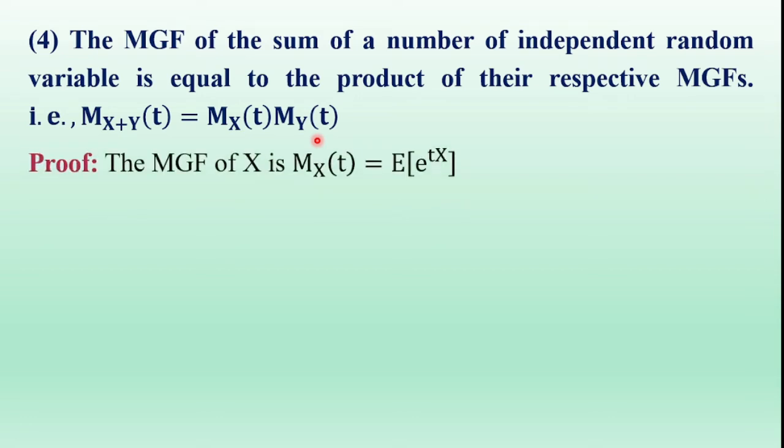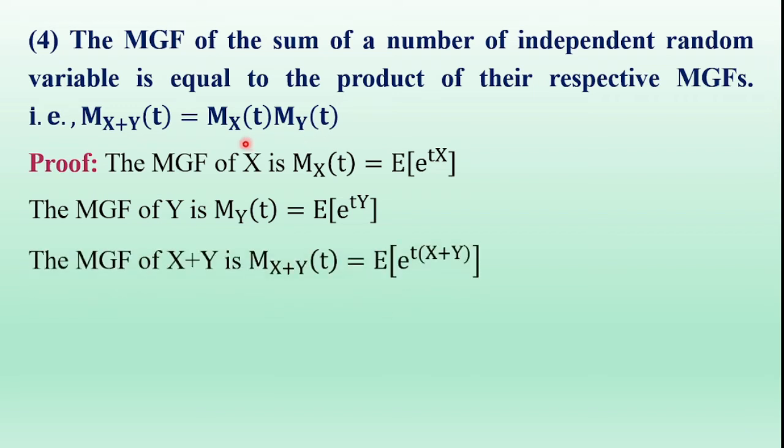So let X and Y be two random variables. Then the moment generating function of the random variable X is Mx(t), that is the expectation of e^(tX), and the moment generating function of the random variable Y is My(t), and it is the expectation of e^(tY). So similarly, the moment generating function of X + Y is M suffix X+Y of t, equal to the expectation of e^(t(X+Y)). So the expectation of e^(t(X+Y)) is written as e^(tX) into e^(tY).